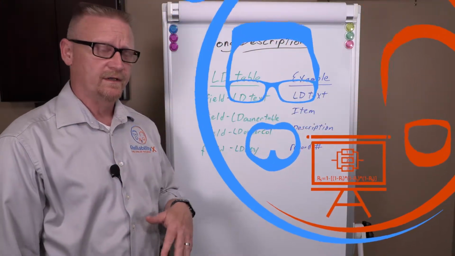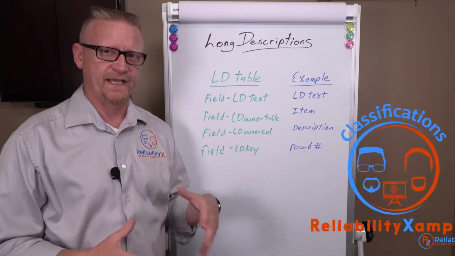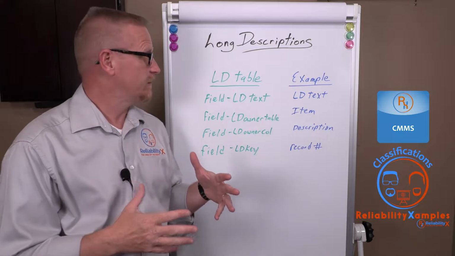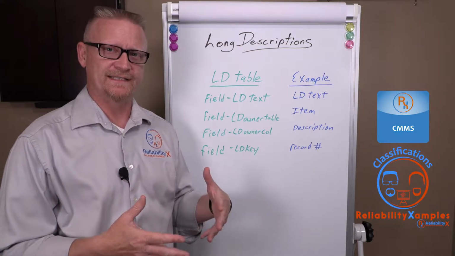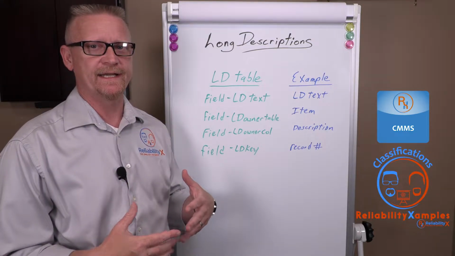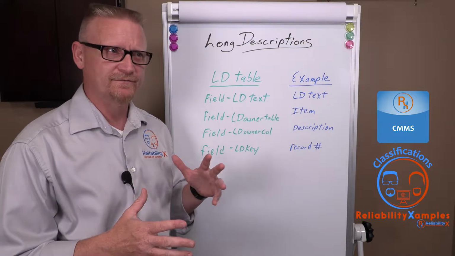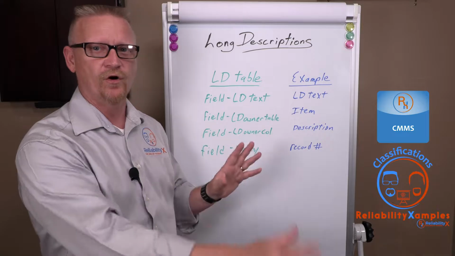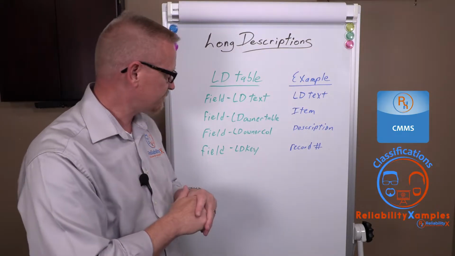Hi, welcome. In a previous video, we talked about classifications and classification attributes. Today, we're going to take a little look at the long description that exists inside your CMMS or EAM and why it's really not a great idea to utilize that as your end-all be-all to dump information.